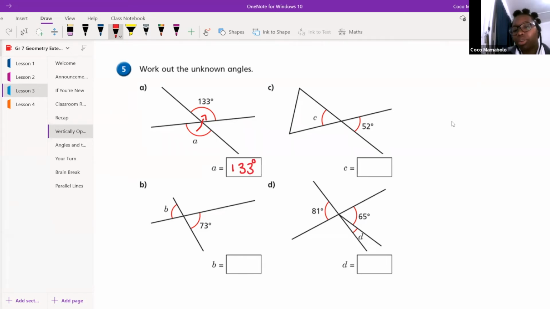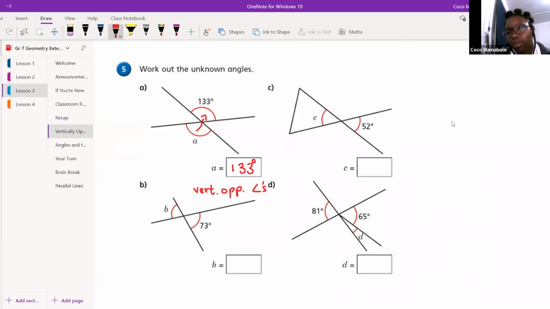Do you remember what our reason was? Can you tell me what our reason was? Because that op... angles. Good, vertically opposite angles. You did that so beautifully. That's all I wanted from you. Yes, ma'am. That's it. Okay, can you tell me what B is? Just say yes or no. Don't give me the answer. Do you know what B is?